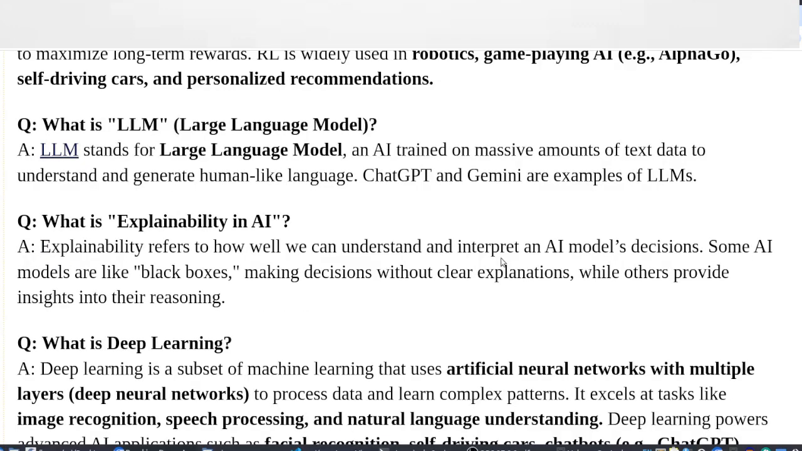What is explainability in AI? Explainability refers to how well we can understand and interpret an AI model's decisions. Some AI models are like black boxes, making decisions without clear explanations, while others provide insights into their reasoning. So this explainability is becoming an important factor from the ethical perspective and the regulations perspective. So it is important to know how the AI is internally taking decisions about the output, why it's giving that output, that kind of information. Okay, but there will be some trade-off. If you're focusing on that, the efficiency or effectiveness of actual working may be reduced.